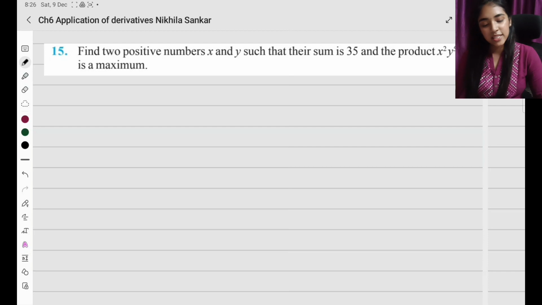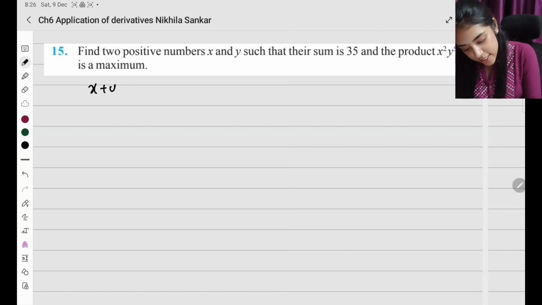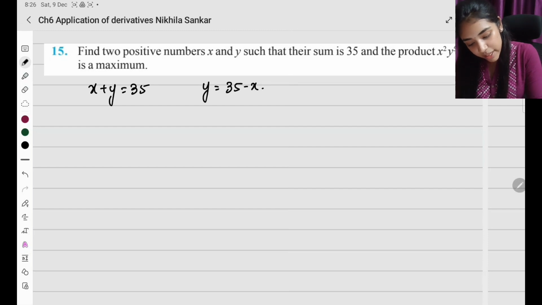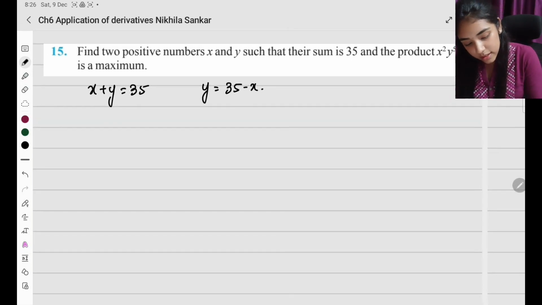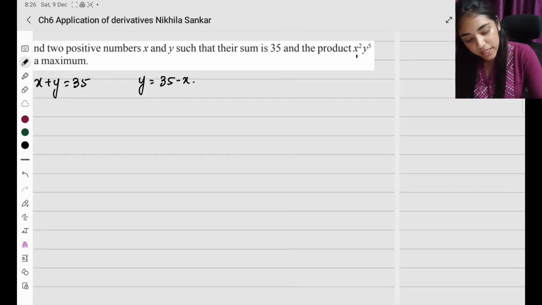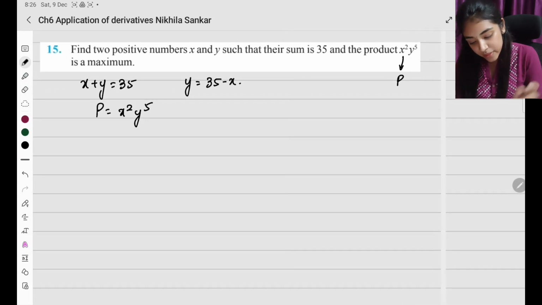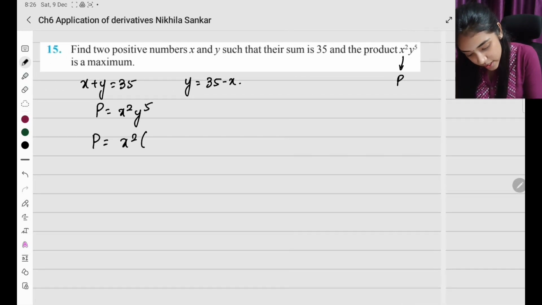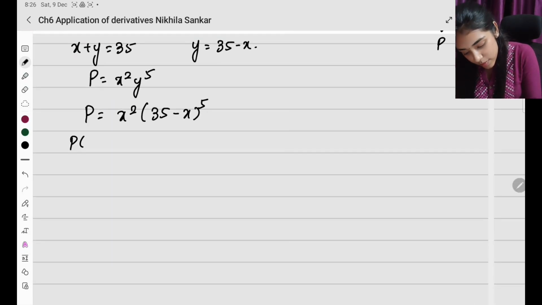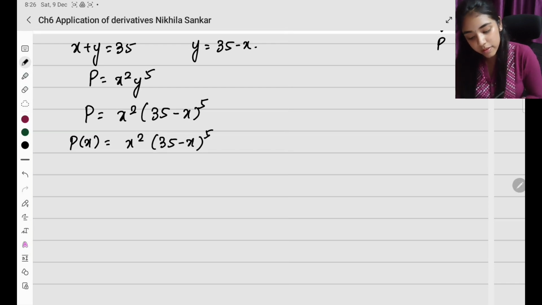Two positive numbers x, y such that the sum is 35. So x plus y equals 35. அதே method தான். Then I have y equals 35 minus x. Okay. Now the product is maximum கொடுத்திருக்காங்க. So let me take this to be p. So I have p equals x square y power 5. Now I can rewrite this as x square times 35 minus x the whole power 5. So this is now in terms of p of x. இது product formula இருக்கு. So u v, I can do v u dash plus u v dash to find the derivative.